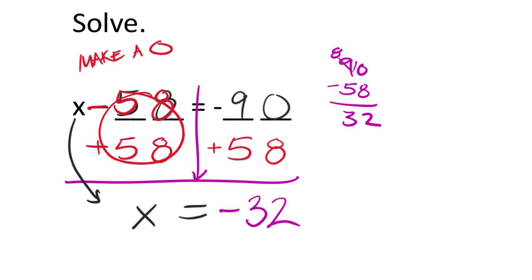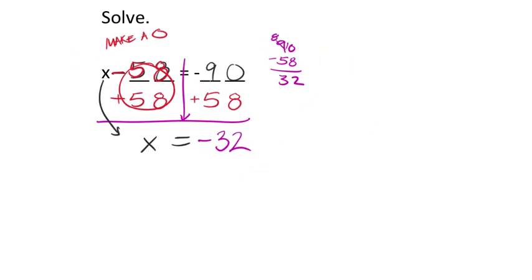And what I can do now that I have this, because I feel pretty good about that. Hey, that was some good work that we did right there. We made a 0. But we also added some opposites, and that's cool. Or nerdy, either way, maybe both. But what I'm going to do now is go back to the original equation, which was x minus 58 equals negative 90. Okay, what I'm doing right now is I'm going to check.